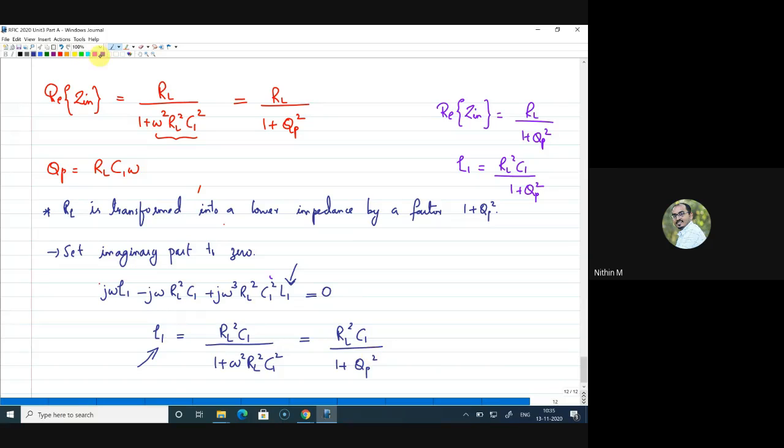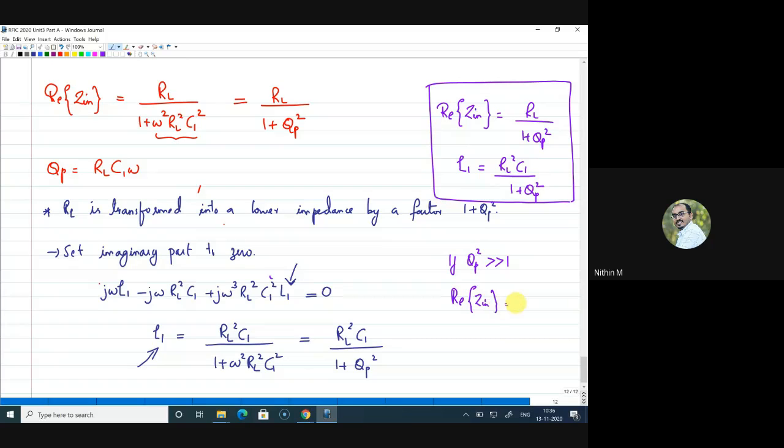So if I look at these two expressions, the real part of impedance and also the inductance value, these are the transformed impedance, which is a lower value, and the inductance value is this one. Now, if the QP square is larger than 1, as mentioned before, I can write the real part of impedance as RL divided by QP square, and L1 will be equal to RL square C1 divided by QP square, right?